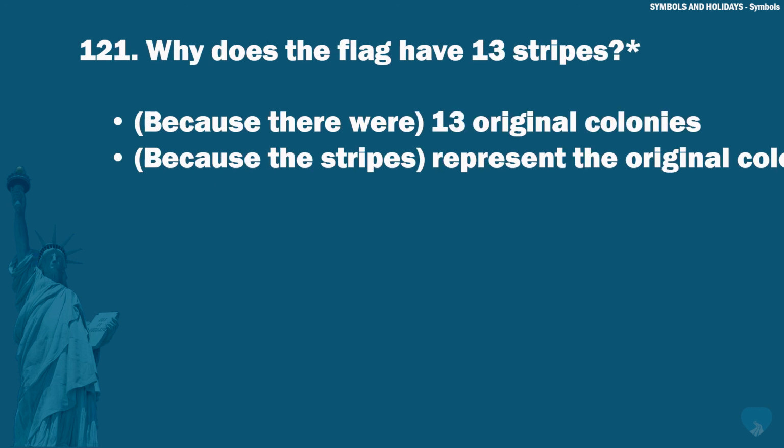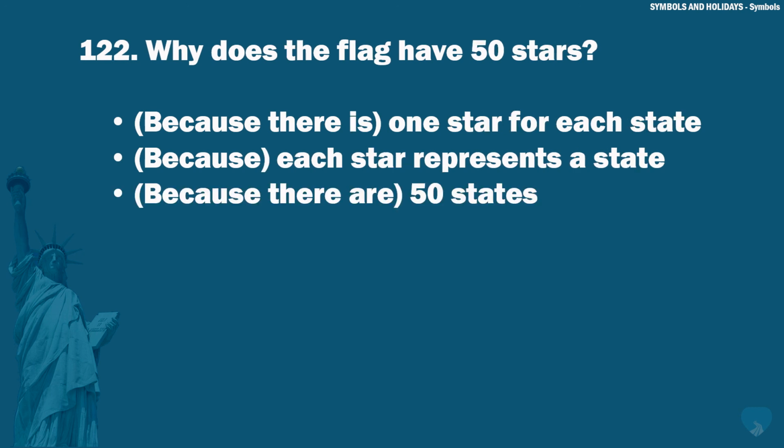Question 121. Why does the flag have 13 stripes? Because there were 13 original colonies. Because the stripes represent the original colonies. Question 122. Why does the flag have 50 stars? Because there is 1 star for each state. Because each star represents a state. Because there are 50 states.